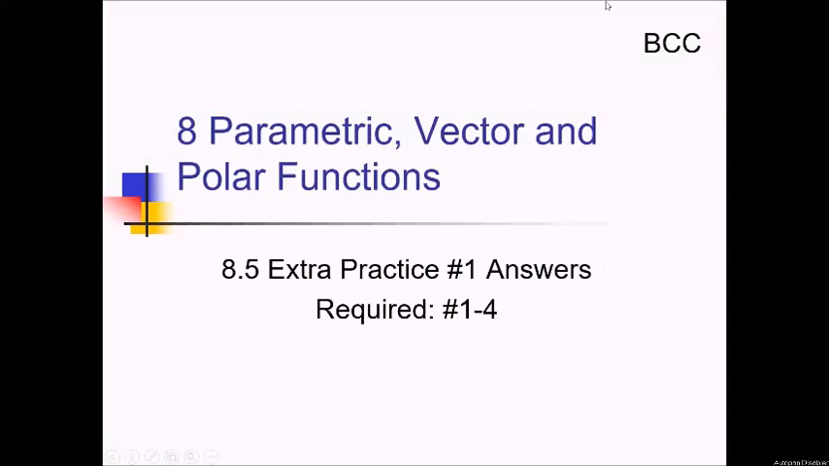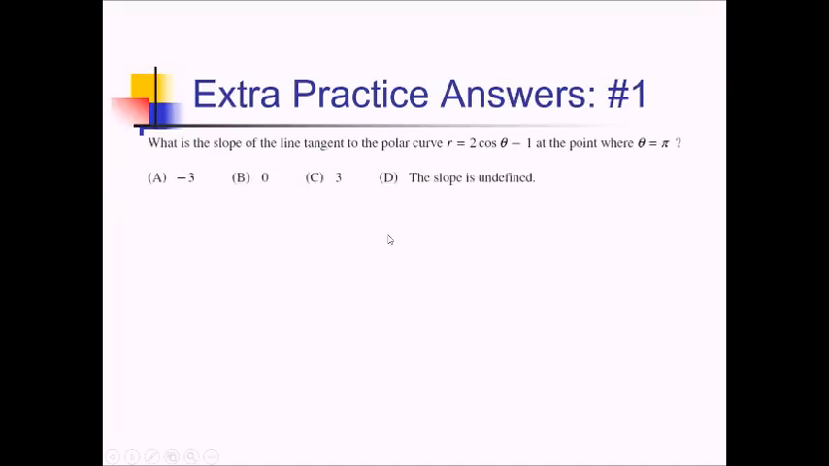Hello there, Mr. Sutton here with the BC Calculus 8.5 Extra Practice Number 1 Solutions on polar slope and basic area. For this problem, we want the slope of the line tangent to the polar curve r equals 2 cosine of theta minus 1, where theta equals pi.